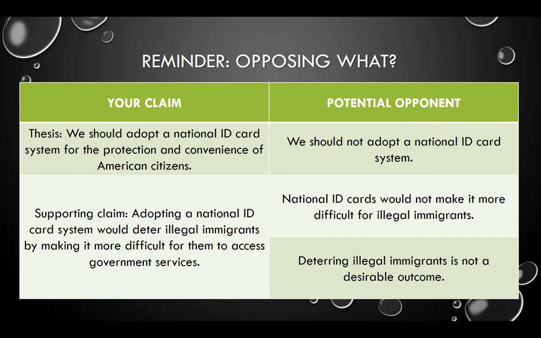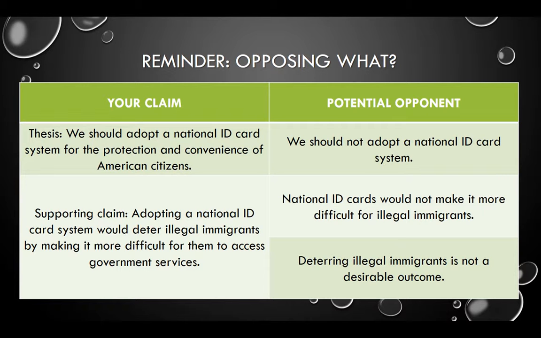Now, our assumption when we make this argument is that people want protection and convenience for American citizens, and you're not likely to find someone who disagrees with that, so I didn't even consider that as a potential opposing viewpoint. Let's say one of my supporting claims is that adopting this national ID card system would deter illegal immigrants, making it more difficult for them to access government services. Now, someone who disagrees with that might have the argument that national ID cards would not make it more difficult for illegal immigrants to access government services. So there's another potential opposing viewpoint I could have.